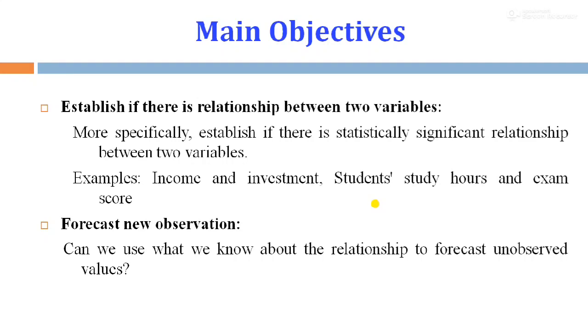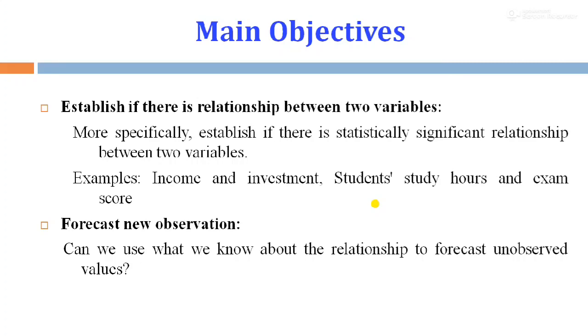For example, suppose we consider income and investment. We know that the investment done by people depends on income. So here the income is the independent variable and the investment is the dependent variable. Using regression analysis we can establish the relationship between the income and investment of people. Another example is student study hours and exam score. Here the exam score is the dependent variable and study hours is the independent variable. So by observing the study hours of a student, we can establish the relationship between the exam score and study hours.